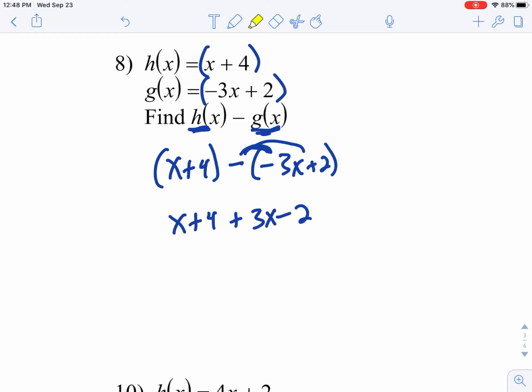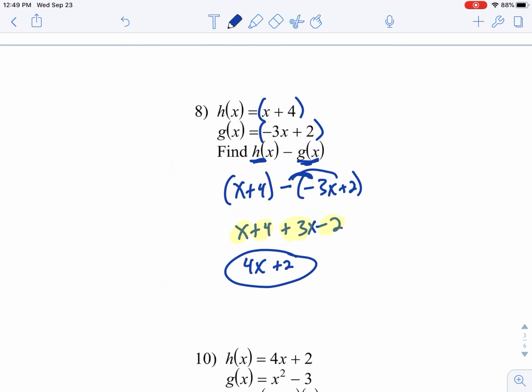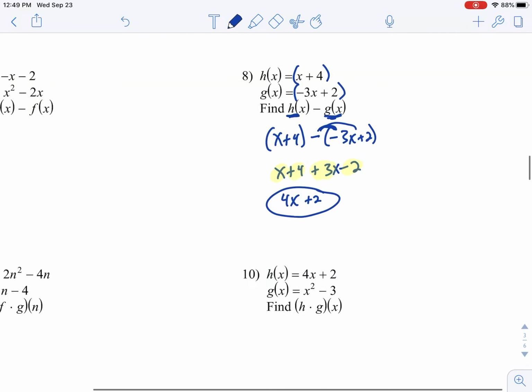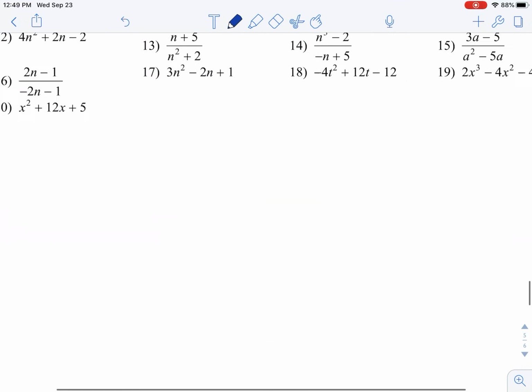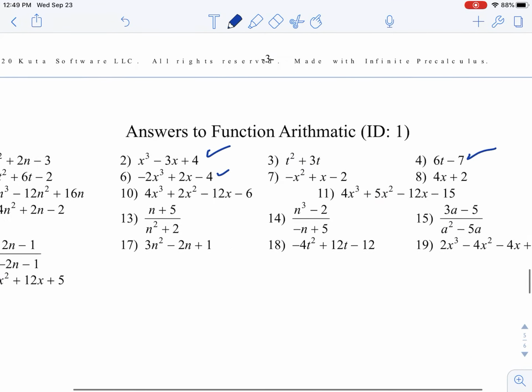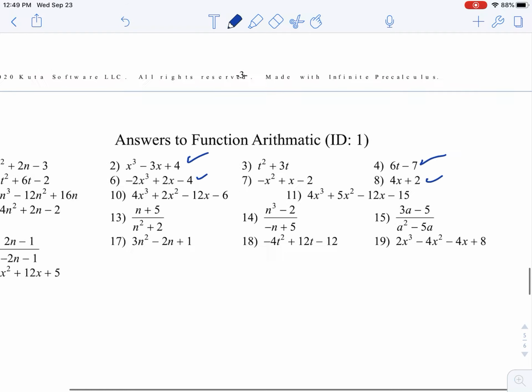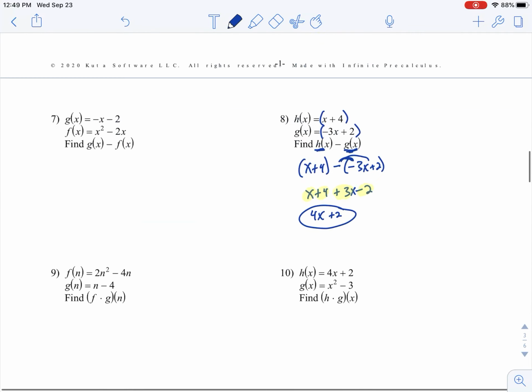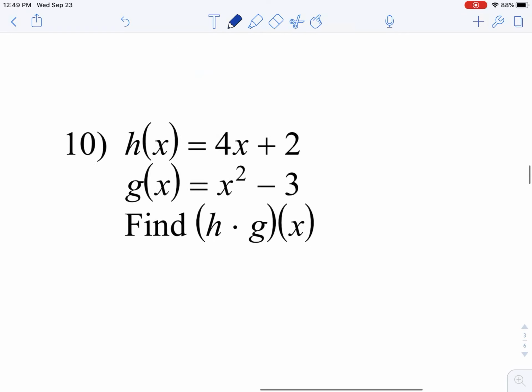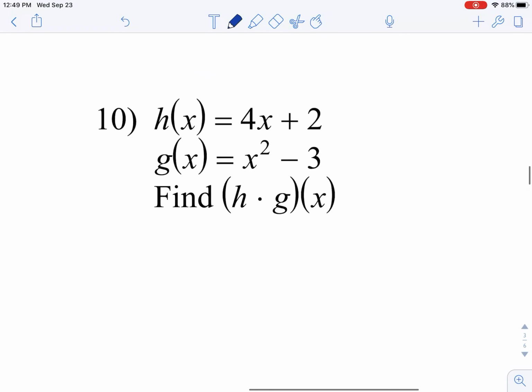Now again, it's combining like terms. x plus 3x is 4x, and then positive 4 minus 2 is plus 2. So I've just subtracted those two functions. 4x plus 2.